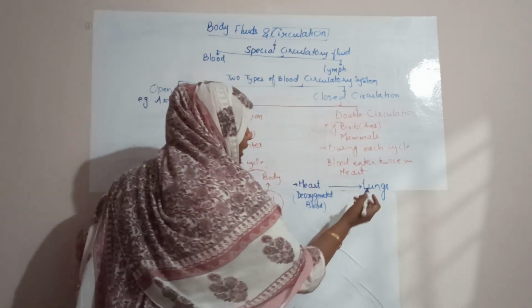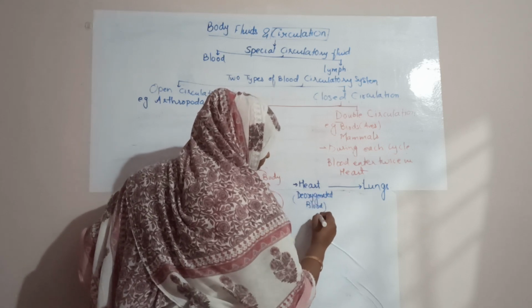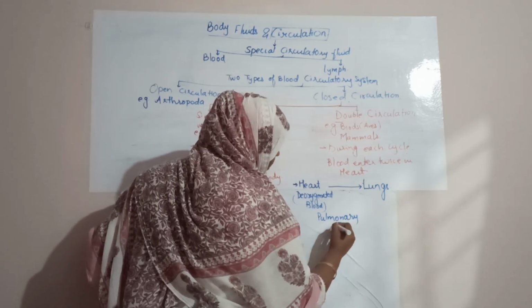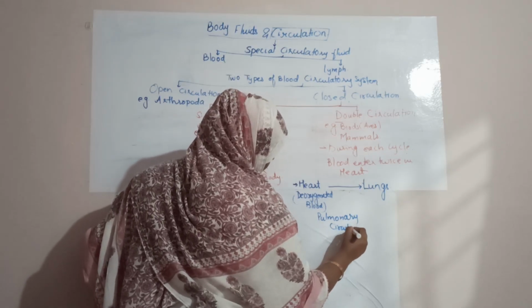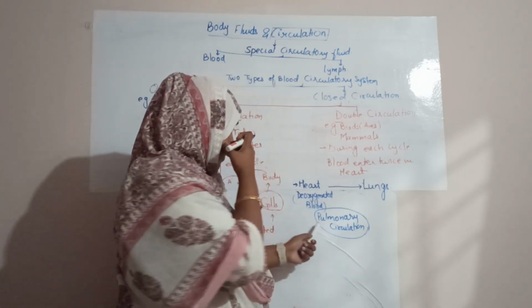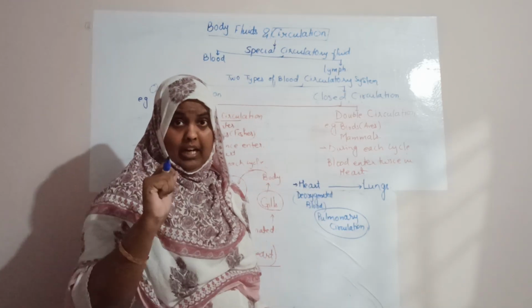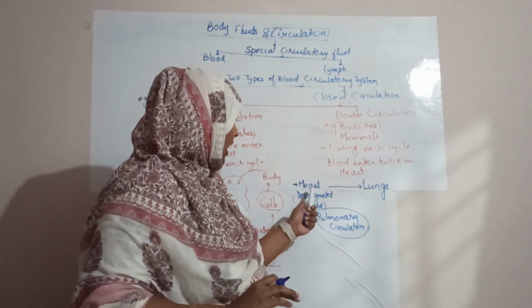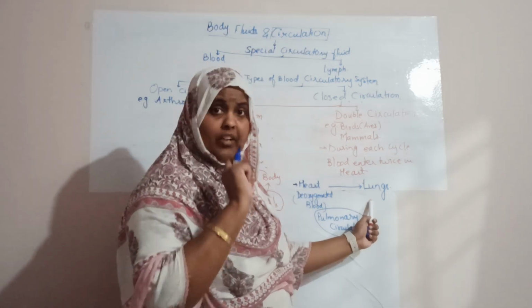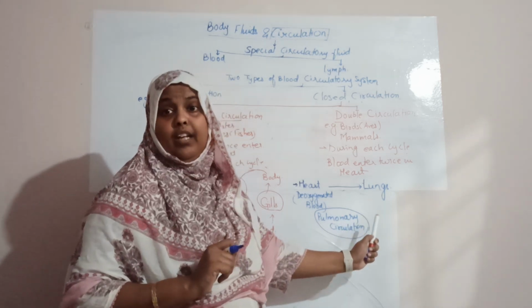Then again the lungs give the oxygenated blood to the heart. This type of circulation is known as the pulmonary circulation. Okay. Now only remember the word, because you will understand this pulmonary circulation very well when I explain the heart structure completely. So the heart gives the deoxygenated blood to the lungs for which purpose? Purification. So this type of circulation is known as the pulmonary circulation.